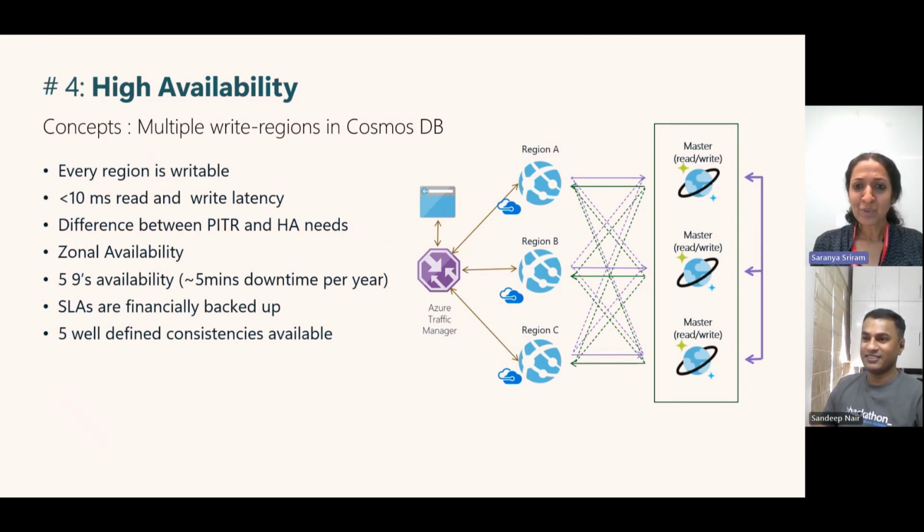Great. Do you want to show us in action some simulations of how easy it is in Cosmos DB to hit one region versus another region?